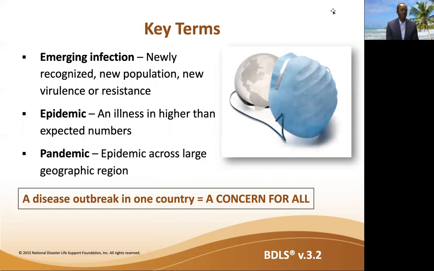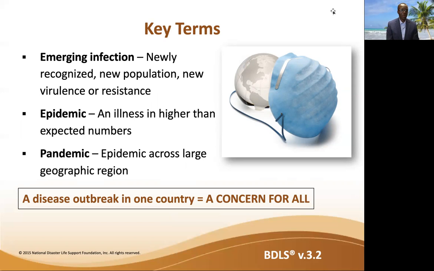Key terms. It is important to understand the difference between an epidemic and a pandemic. An epidemic is defined by an illness or other health-related issue that occurs in higher numbers than would be expected normally within a country or region. And a pandemic is an epidemic that has spread through human population across a large region.